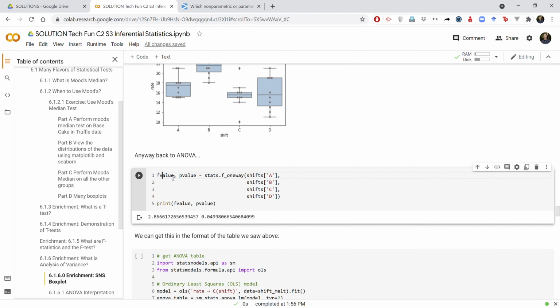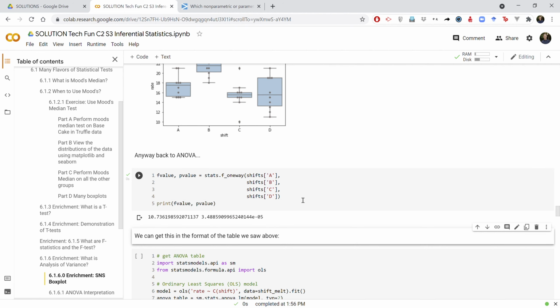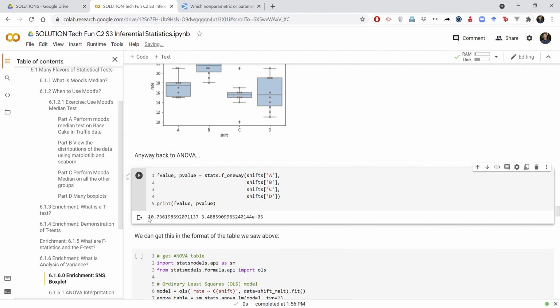Again, we're not going to derive this ourselves. Rather, we're going to use the stats module, and we're going to have it do our one-way tests on each one of these shifts. We see that the F value is 10.7, right? So that's the ratio of the variance between groups over within groups. And our p-value is below the 0.05 cutoff.